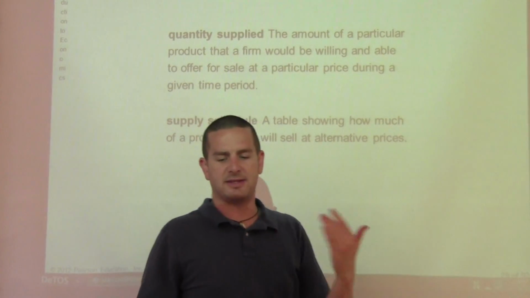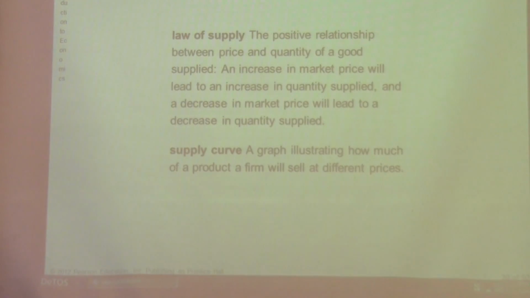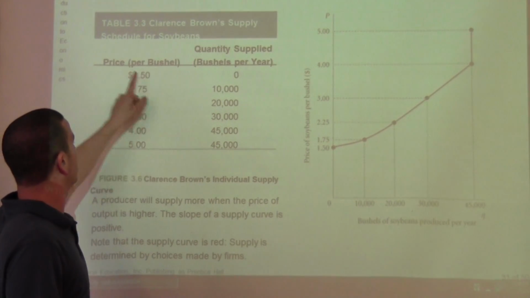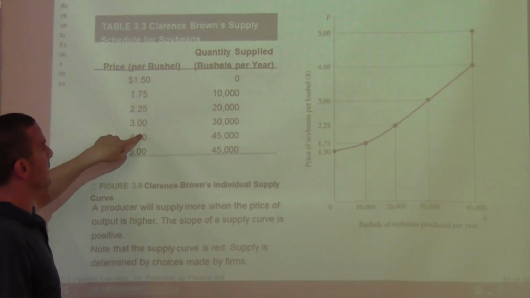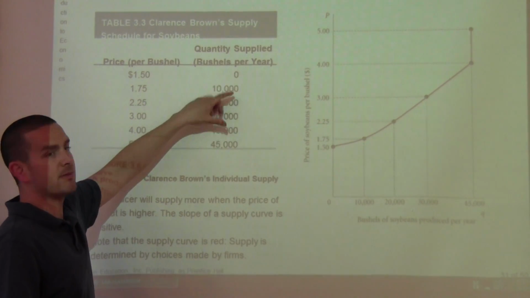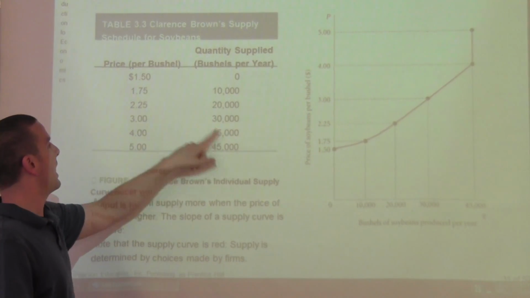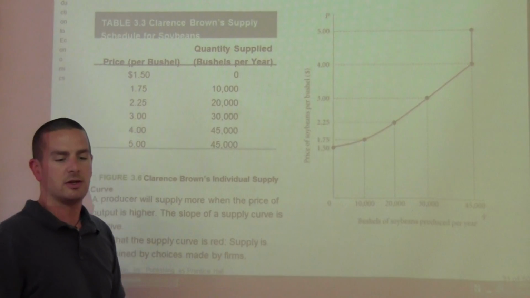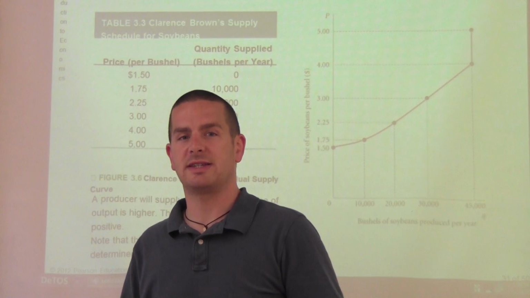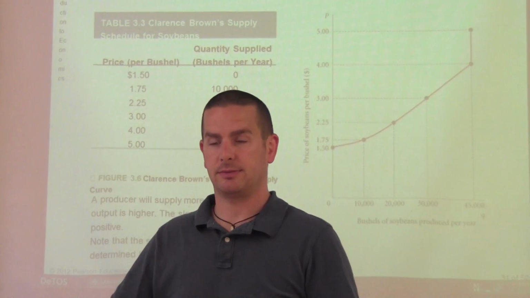Supply schedule is exactly the same as a demand schedule, except it's supply instead of demand. Here we have a supply schedule. For each price, Clarence Brown is supplying a different amount of soybeans. His quantity supplied keeps going up as the price goes up. So it's the same exact thing. Change in price leads to a change in quantity supplied. Change in anything else leads to a change of supply.